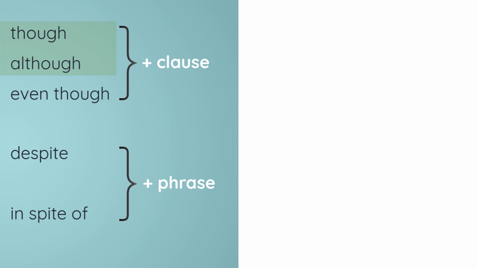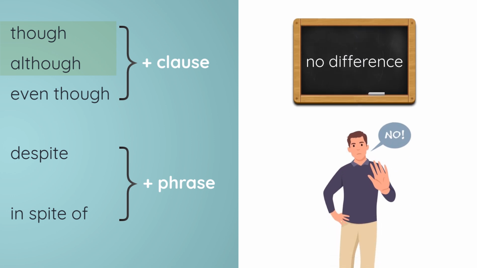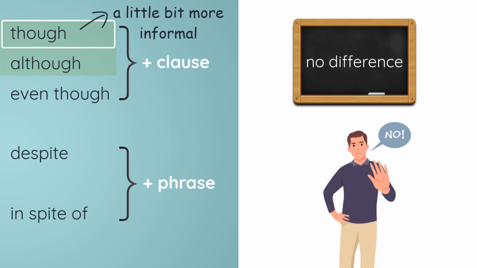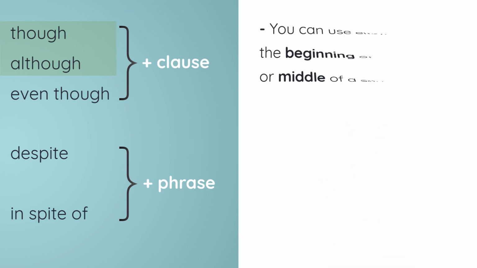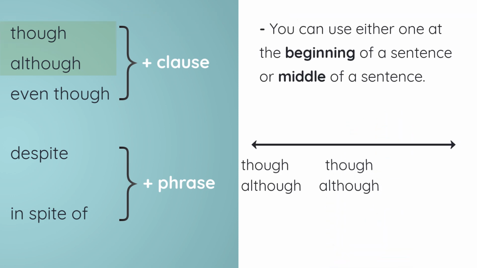Though and although. What is the difference? No difference. Though is just a little bit more informal. You can use either one at the beginning of a sentence or the middle of a sentence. The biggest difference is that you can end a sentence with though. You can't really end a sentence with although.